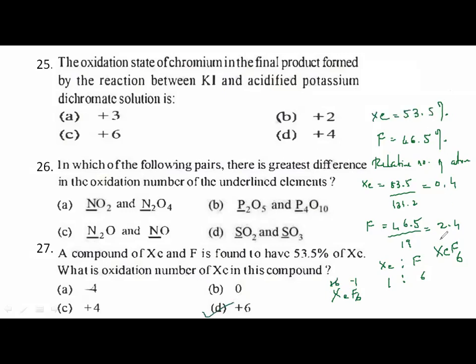Is that clear? Yes, you can make a note of it. I calculated the relative number of atoms, then took the ratio to get a whole number. Where do I get the whole number? Then it will be 1 is to 6, so XeF6 becomes the formula. Once you know the formula, you can calculate the oxidation state very easily. So it is plus 6.